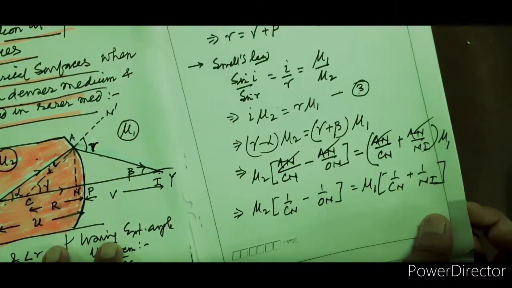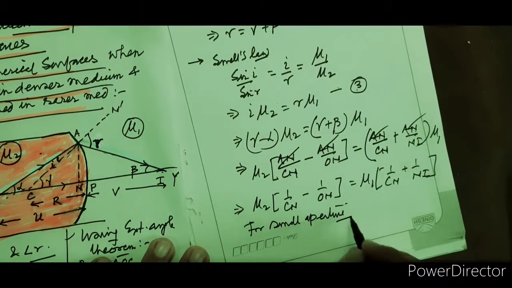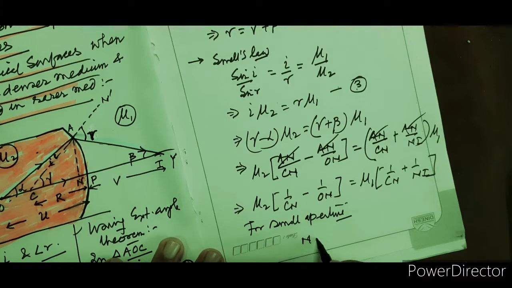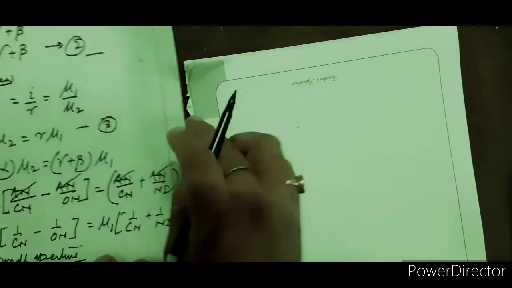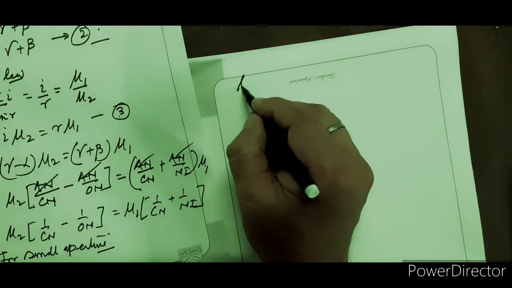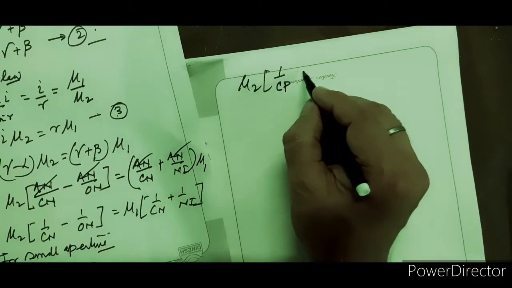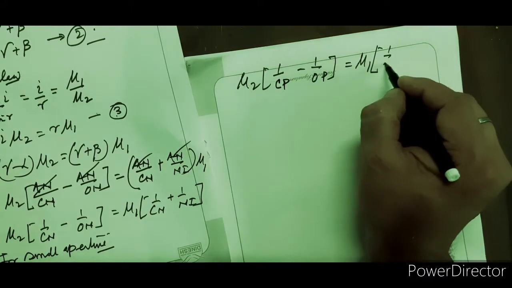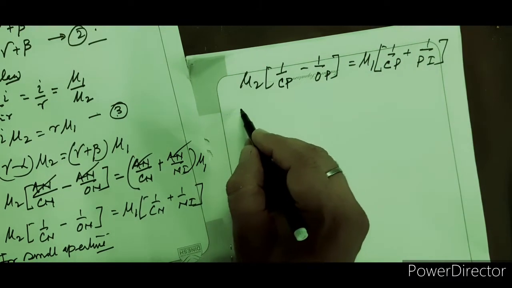Now for a small aperture, point N is very close to P, very, very close to P. So this equation will now change to mu2 times (1 by CP minus 1 by OP) is equal to mu1 times (1 by CP plus 1 by PI). Now put the values and sign convention.